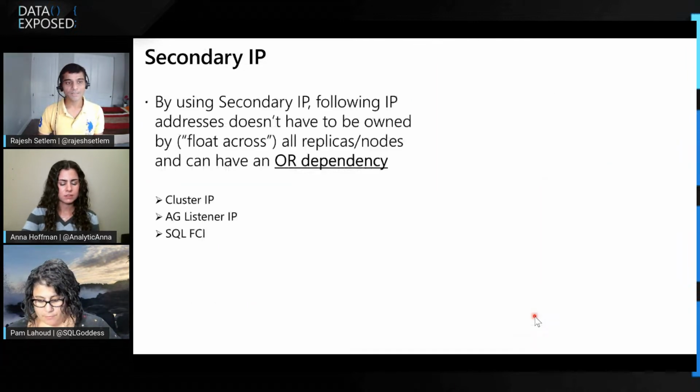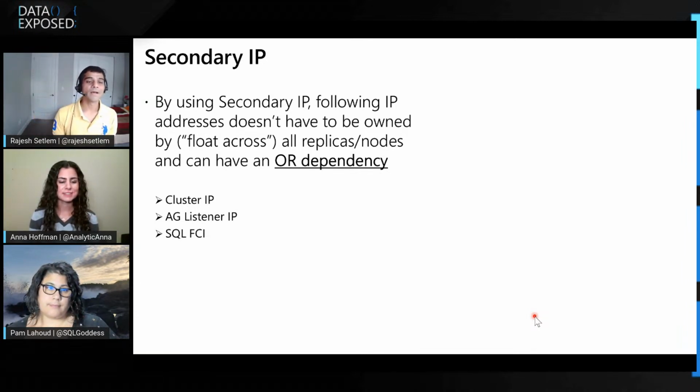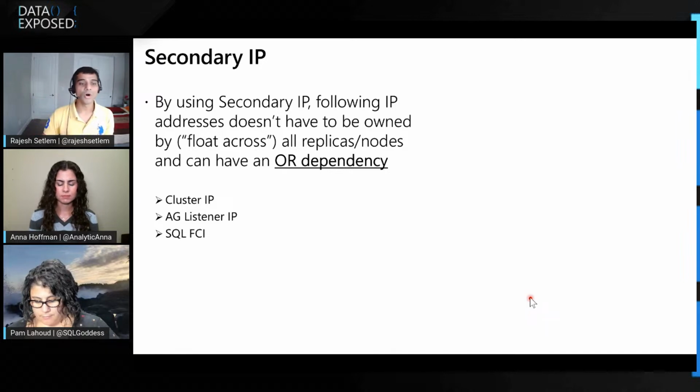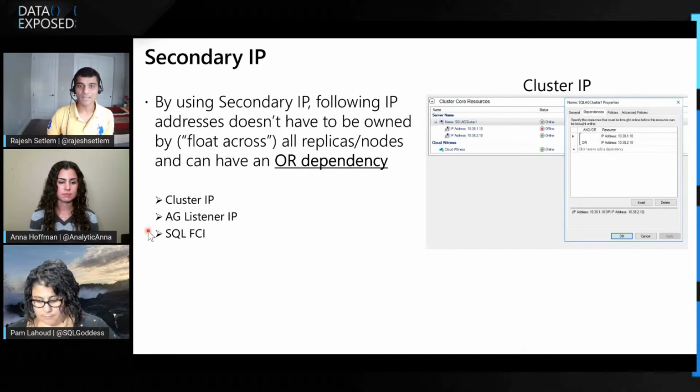And what secondary IP does, if you ask how does secondary IP solve that floating IP challenge that we just talked about, is that once you have created secondary IPs for these VMs, you no longer have to deal with the traditional floating IP requirement. What we do is we natively leverage the OR dependency for the cluster IP. We do the same thing for the AG listener. We also do the same thing for FCI. And this is how it looks.